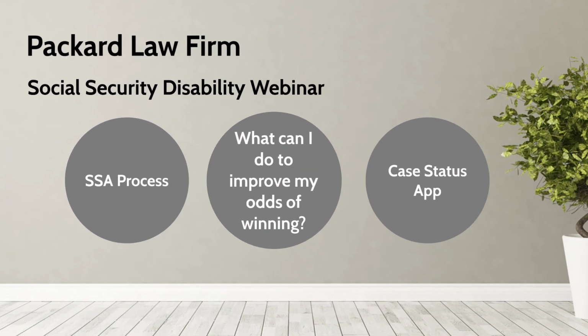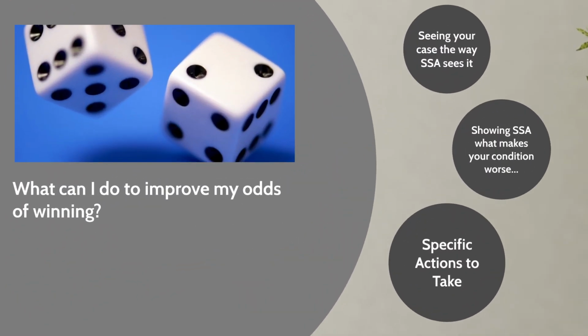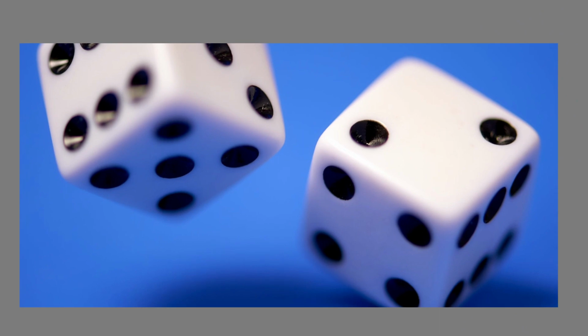Now let's talk about what I can do to improve my odds of winning. We have a picture here of some dice, and I want to tell a story from when I hadn't been an attorney very long. I had a judge who became a mentor to me, and he would always give me helpful advice on how to be a better attorney. After one of my first hearings, the judge pulled me aside, and he could see that I was bothered by how arbitrary these cases are.